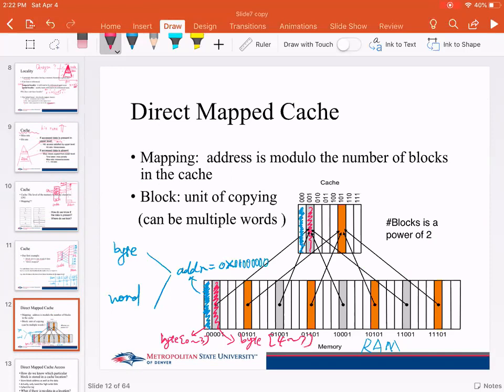The first row here we could call the first word, word 0. And the second row here will be called word 1, right?